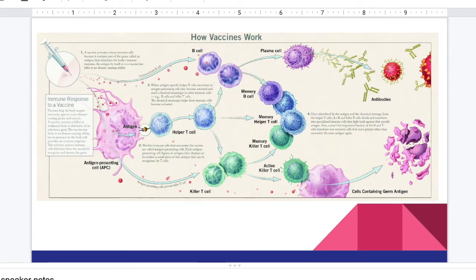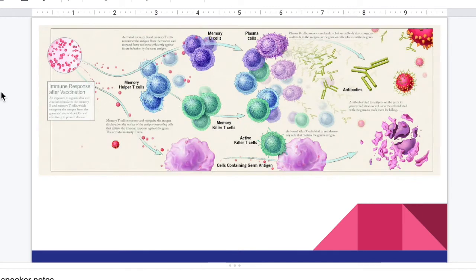If you are exposed after vaccination, then you already have those memory cells made. So you have memory helper T cells, memory killer T cells, and memory B cells. So those are already made. They already know how to respond to that pathogen, and they can keep you from getting sick at all.